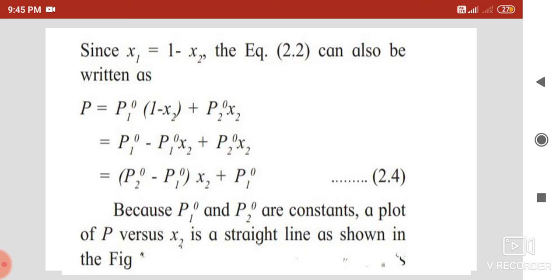This value we have to put in the previous equation, that is P equals P1⁰ X1 plus P2⁰ X2. We get P equals P1⁰ (1 minus X2) plus P2⁰ X2. On solving this, we get P equals (P2⁰ minus P1⁰) X2 plus P1⁰. Now, as P1⁰ and P2⁰ are constants, if we draw the graph of P versus X2, it comes as a straight line.